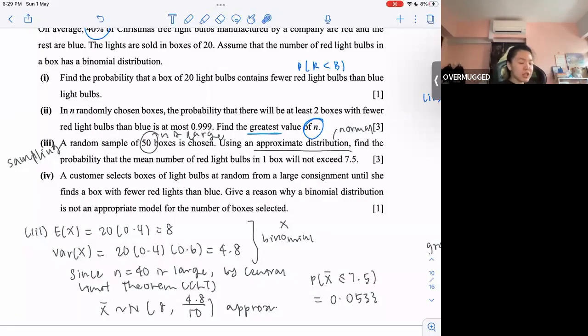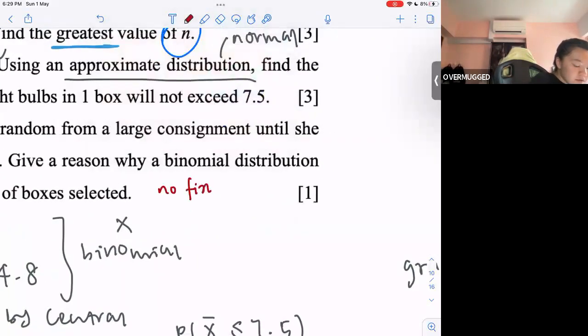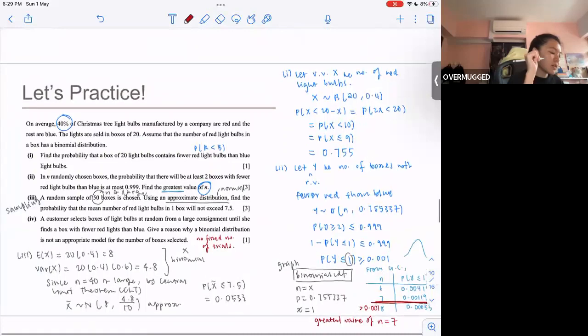So in the context of this question, the number of boxes that this customer over here is selecting is not fixed. In other words, the sample size is not fixed. So the binomial distribution is not appropriate because there's no fixed number of trials. Okay? So essentially, it does not follow because there's no fixed number of trials. And that's all for this question.